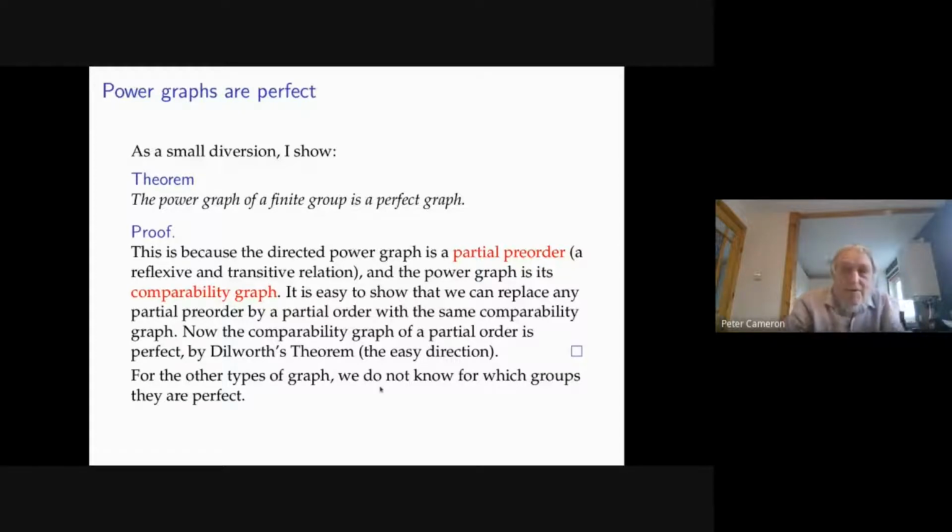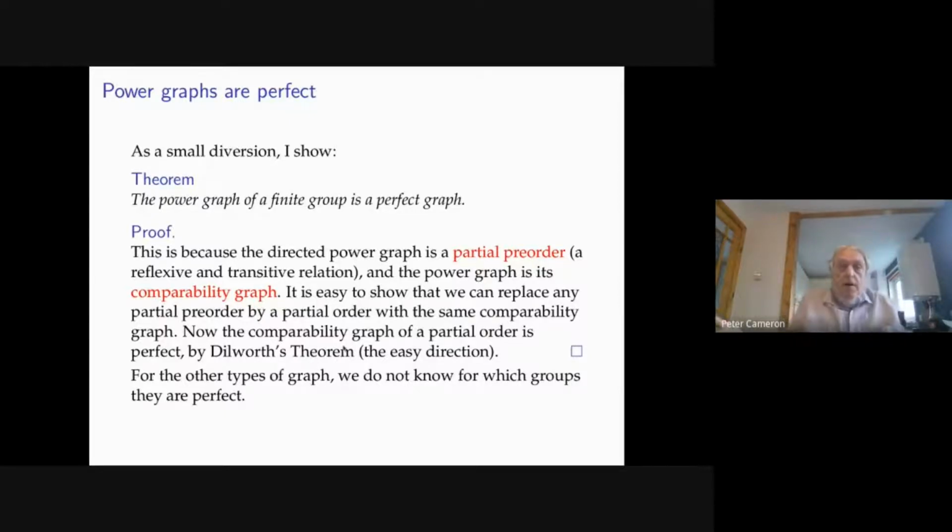It's a question that I'm going to be asking in a little while. If you're looking at the power graph, we know that it's a comparability graph and therefore it's perfect, but we don't know about more restrictive properties of it. Is it a cograph or something else? Those are unknown, and I'm going to be talking about those. They're important questions, I think.